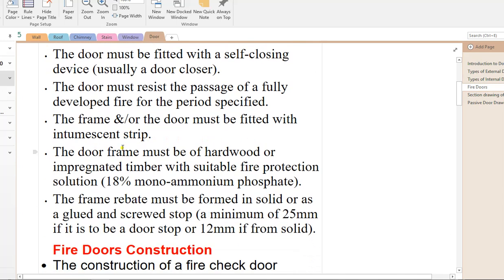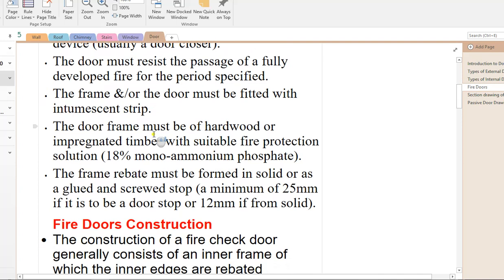Now this intrusion strip, once the heat in the room gets to a certain temperature, seals the door shut. What it does is stop any smoke or fire from spreading to another part of the building.